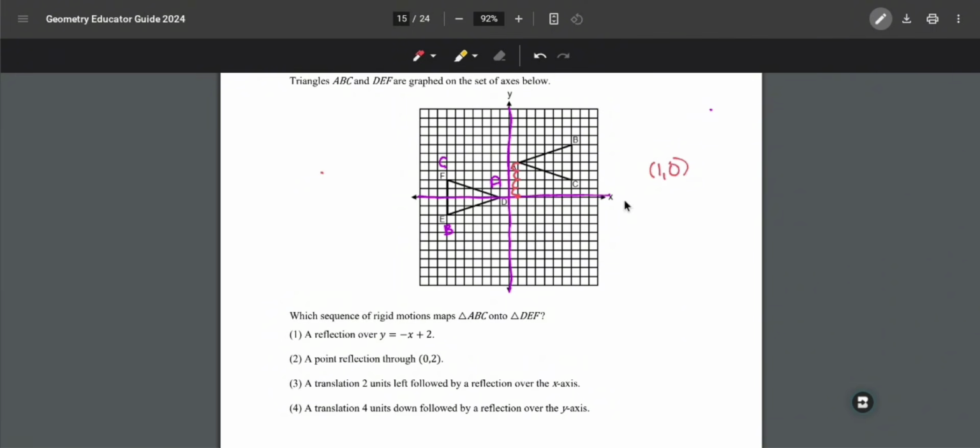So when I reflect over the y-axis, I keep my y the same and I change my x. So it becomes this, and if I look at point D, that's where I am. So it gave me point D, but let me check my other points.